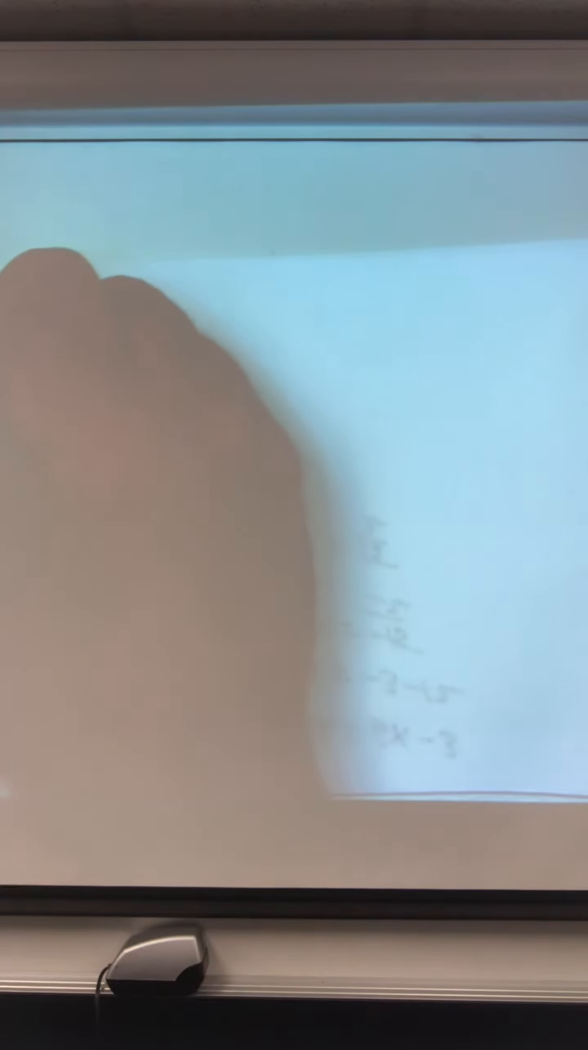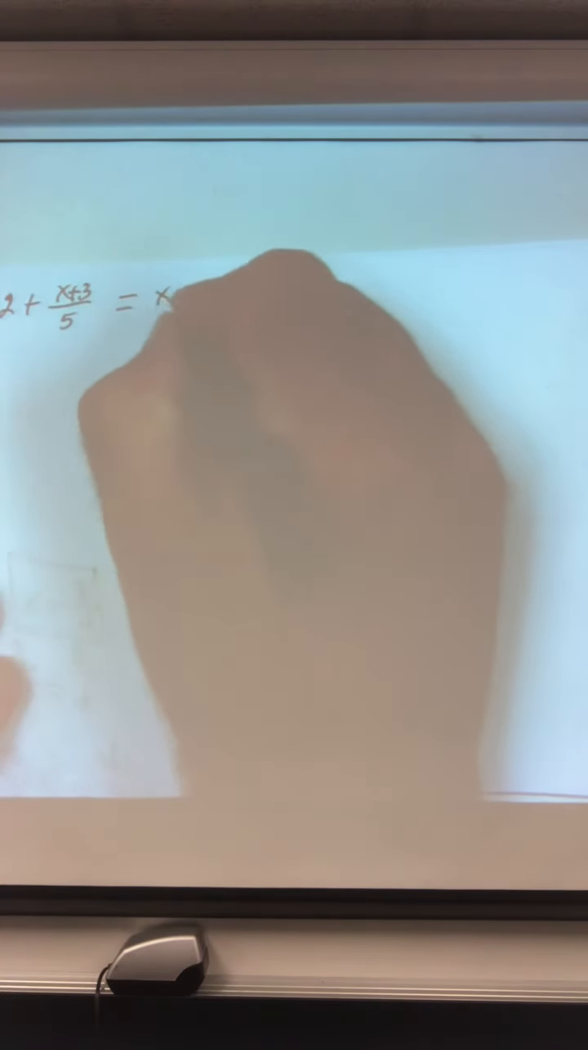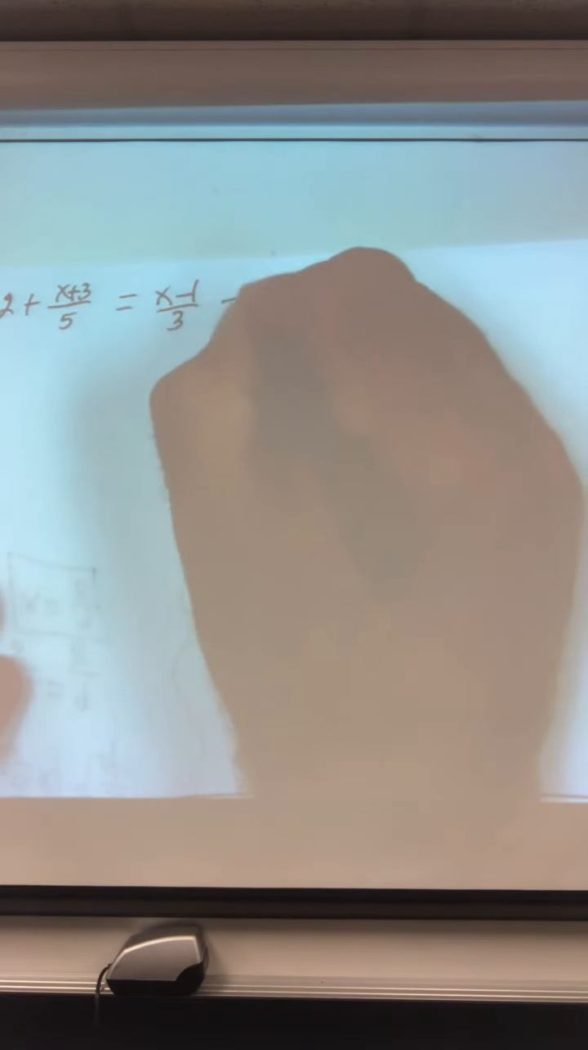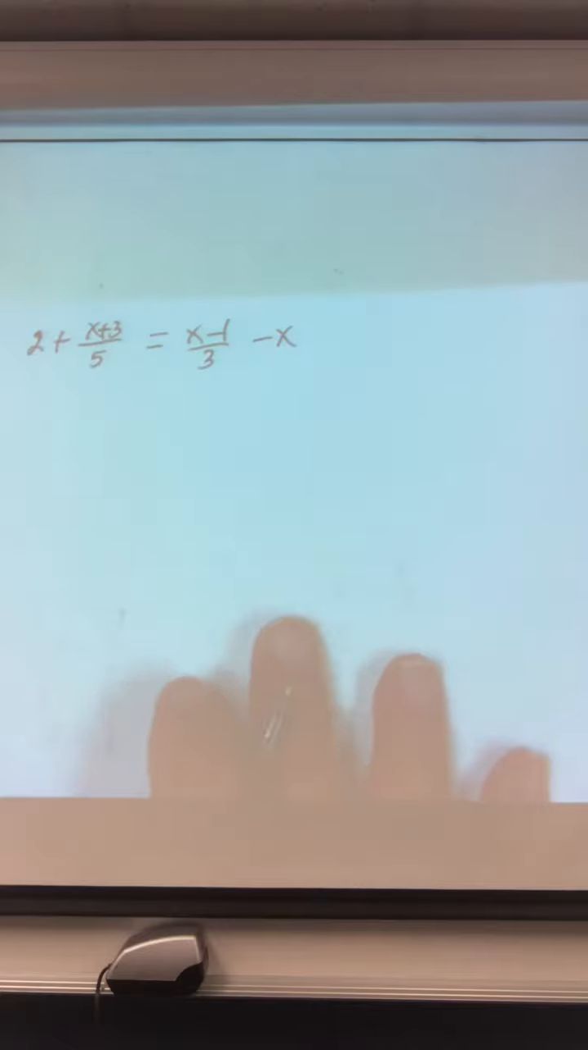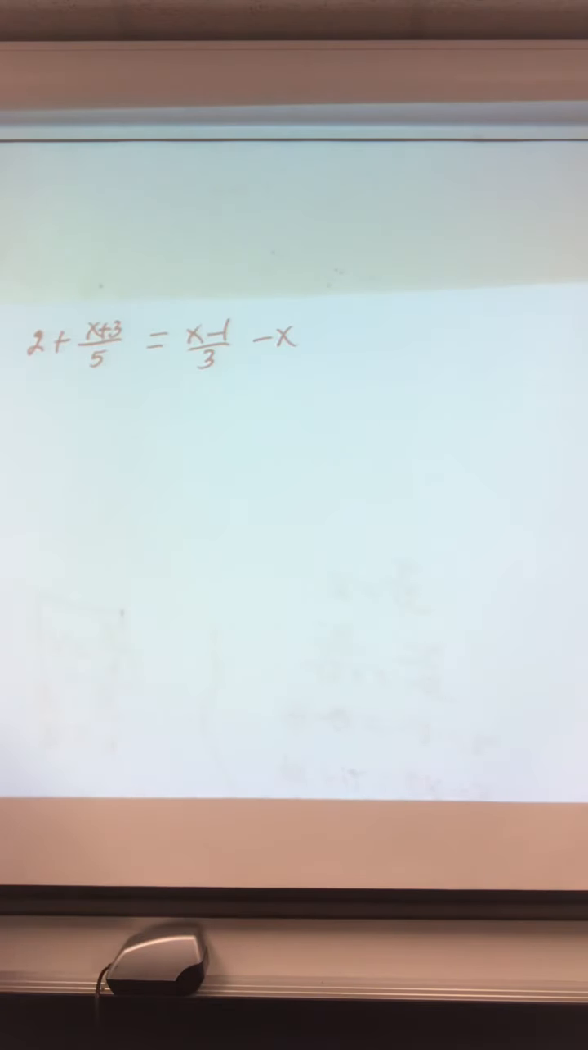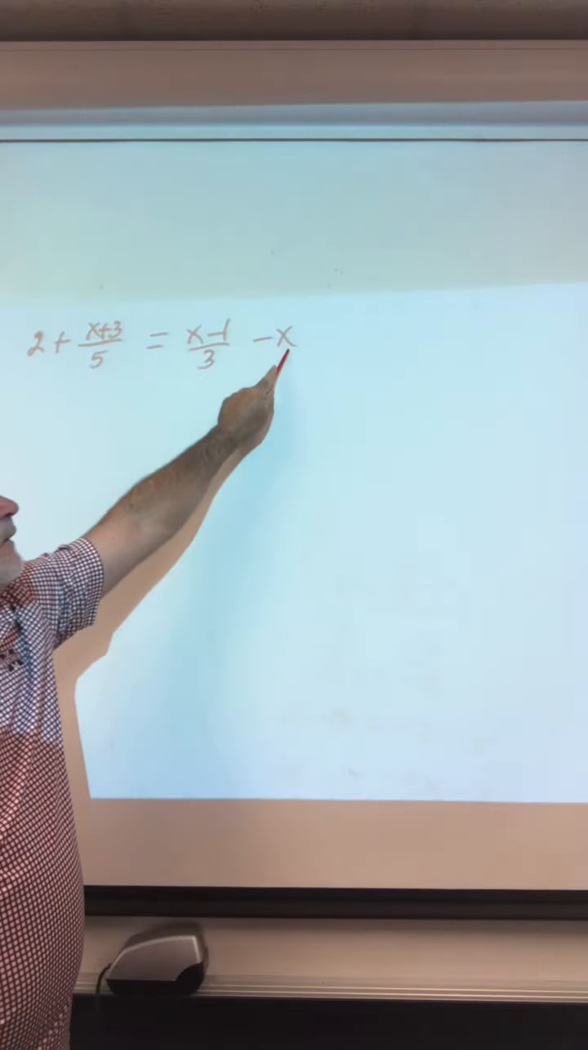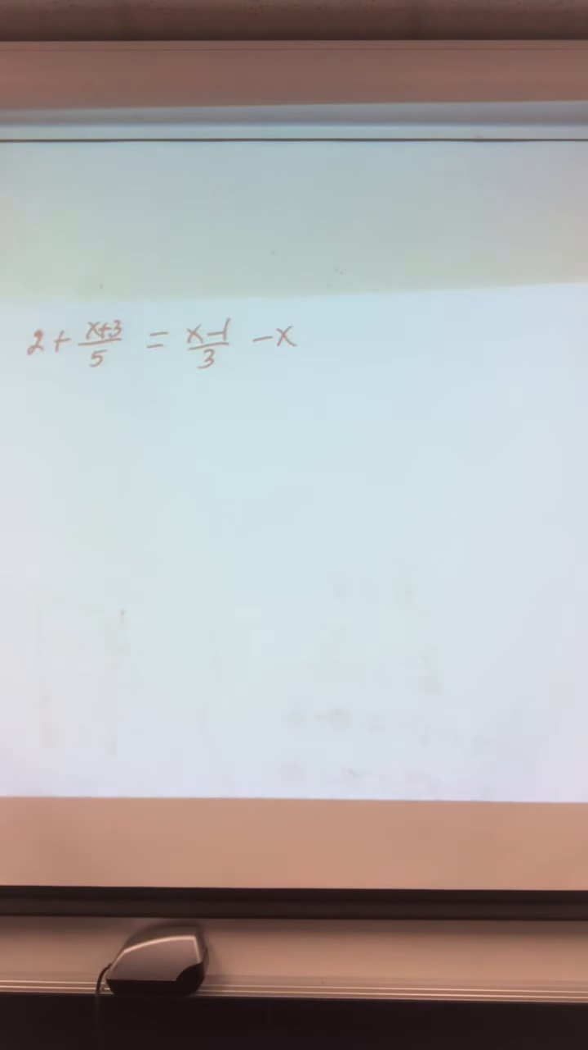All right, I want to do 2 more examples with you on fractions. So let's do this example right here. Let's do 2 plus x plus 3 over 5 equals x minus 1 over 3 minus x. Okay, so if you'll notice in this problem, you have 1, 2, 3, 4 terms. So there's 4 terms in this problem.